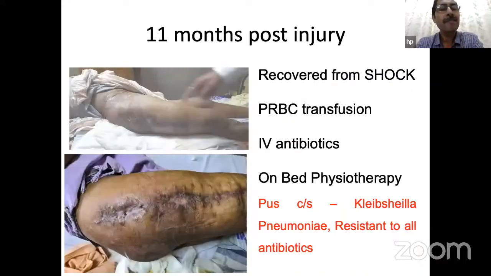Next slide, please. Here we can see that this was the scar, the post-operative scar. The patient recovered in 2 days. He was kept on antibiotics and the culture report came out to be Klebsiella pneumoniae and it was resistant to all the antibiotics. Next slide, please.